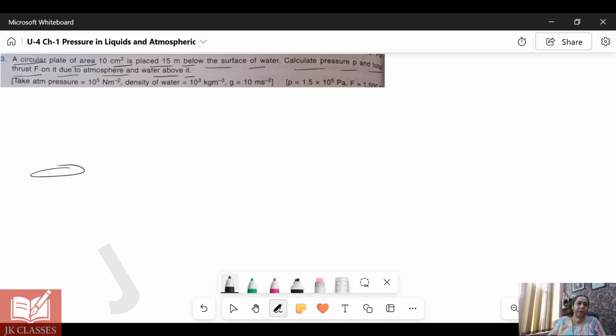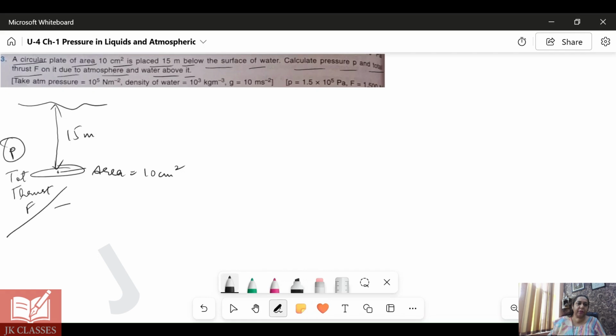So the diagram could be like this. Area of circular plate is 10 centimeters square and it is placed below the water surface, that is 15 meter below water. So this becomes the height of water column. Okay. Now we have to calculate pressure P. So pressure P will be the pressure due to this water column. And we have to calculate total thrust F. So total thrust F due to atmosphere and due to the water above it.